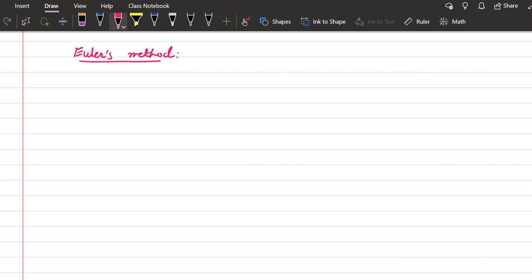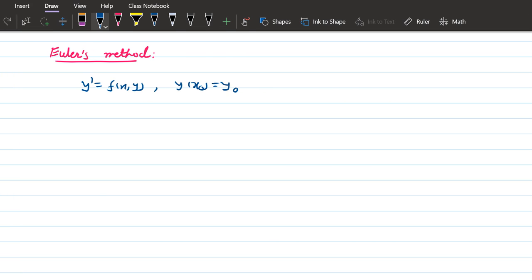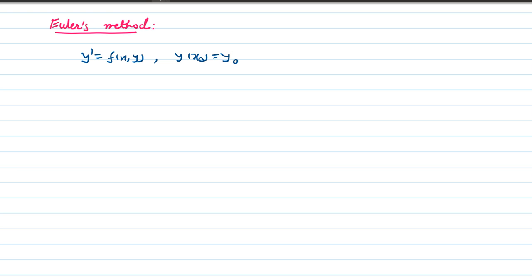Last time we have seen Picard's method to find the solution of a differential equation. Today we are going to see the next method, that is Euler's method, to find the solution of the equation. For Euler's method, the equation will be y dash equals f of x, y, with the condition that y of x0 is equal to y0, and we want to find the solution of this.